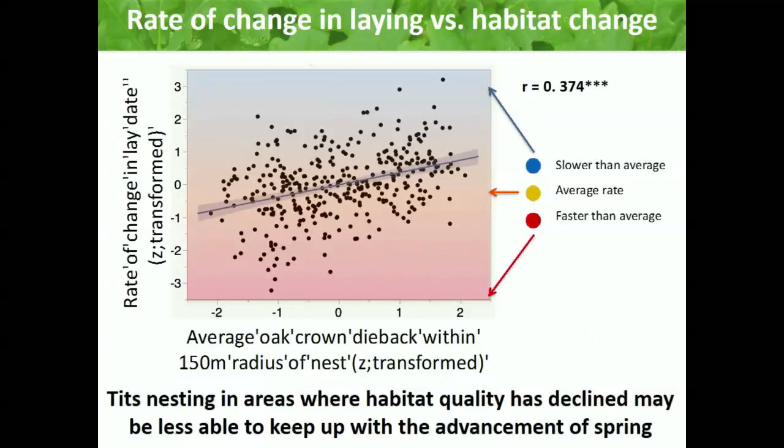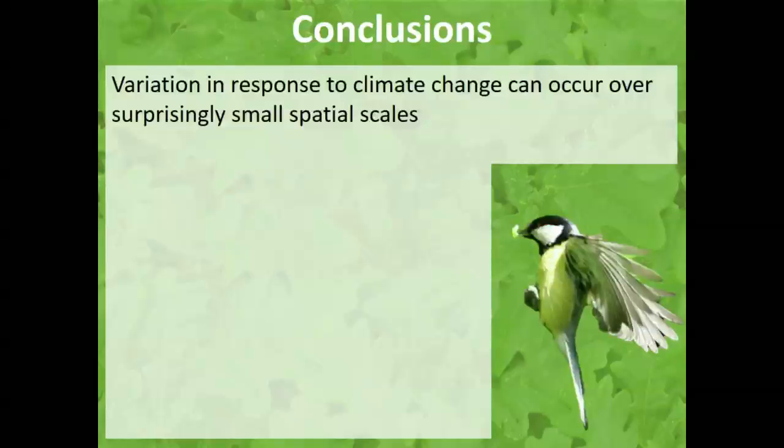So this really does seem to suggest that tits nesting in areas where habitat quality has declined may actually be less able to keep up with advancing springs. And this could be because they just can't gather the resources they need to begin laying at the appropriate time, or something about the change in the habitat is affecting the cues they're using to time their breeding. So this is something that needs further exploration.